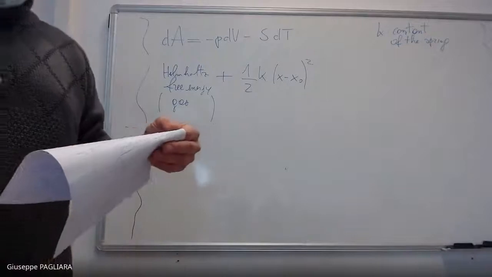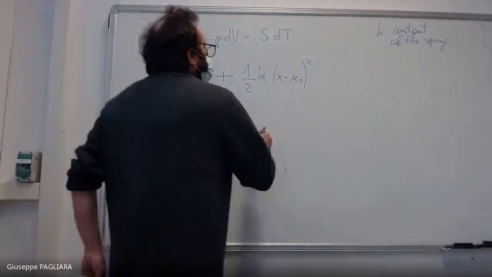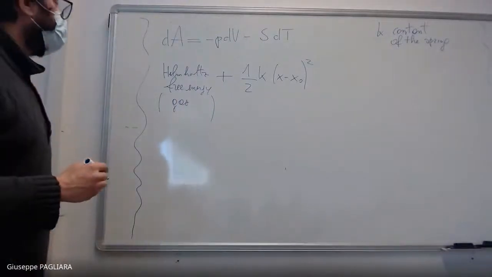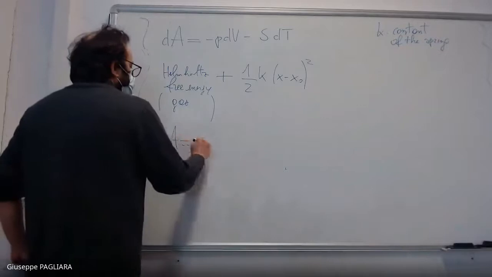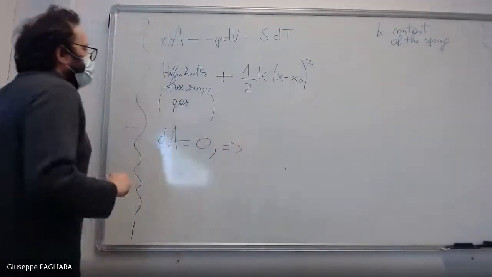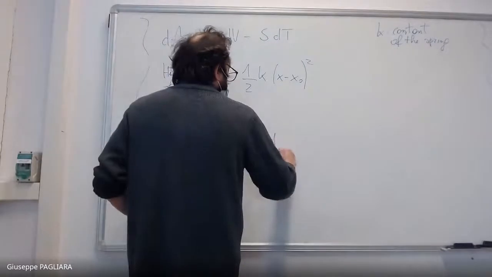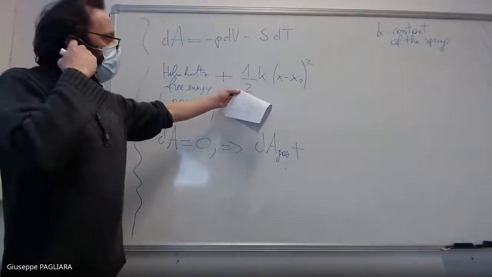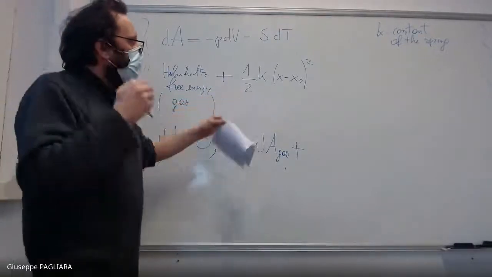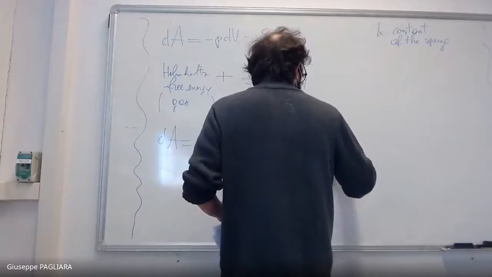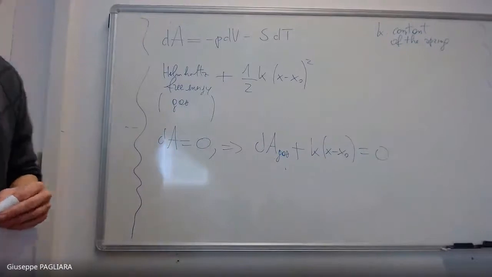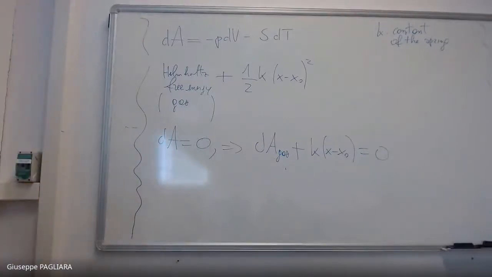And what we have to do now is to impose, so this, if you want, is the total Helmholtz free energy. We have to impose dA equal to 0, which means dA associated with the gas plus, I have to differentiate this term here, which means k times (x minus x0), and I have to impose that this is equal to 0 by using the second principle of thermodynamics.